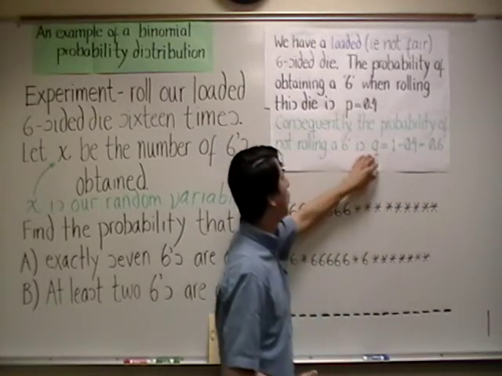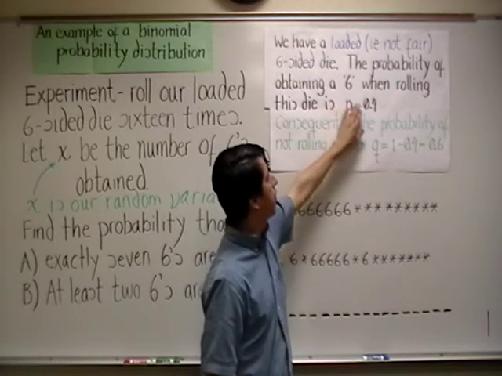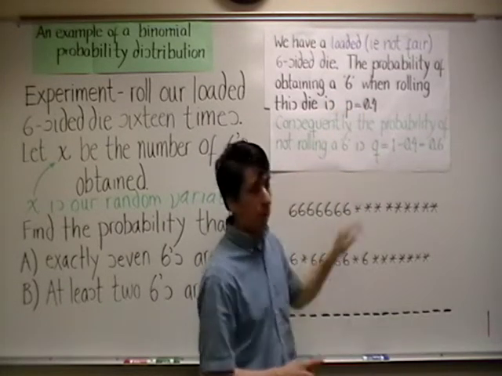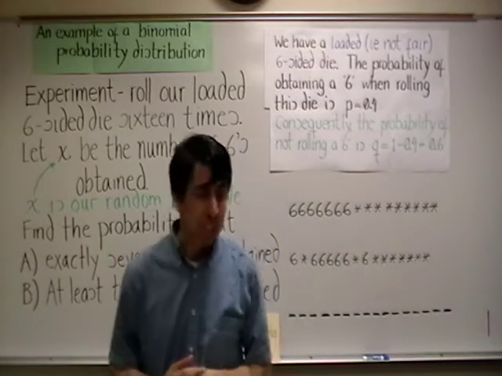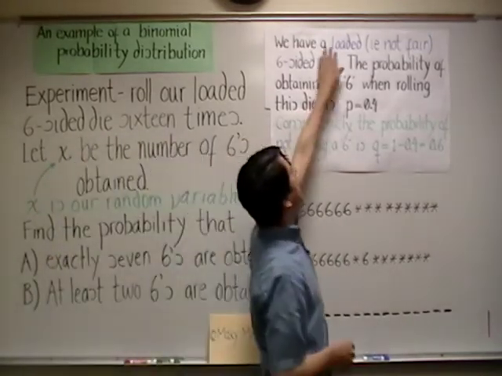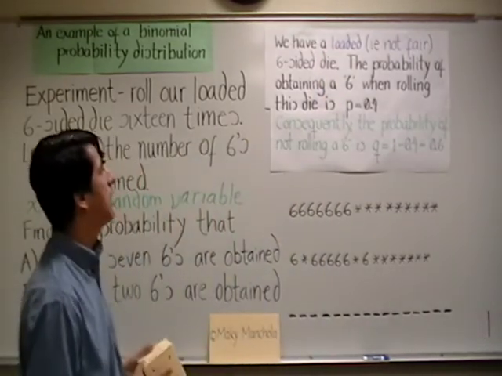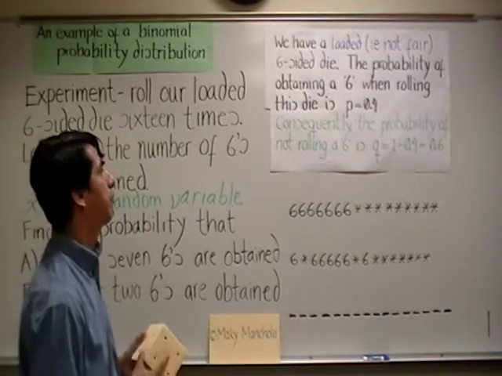Now we're going to call that Q. P, the probability of rolling a 6, is 0.4. Q, the probability of not rolling a 6, is 0.6. We're making reference to a loaded die here. A loaded die is one that is not fair.